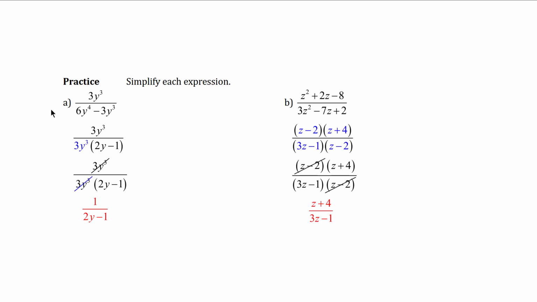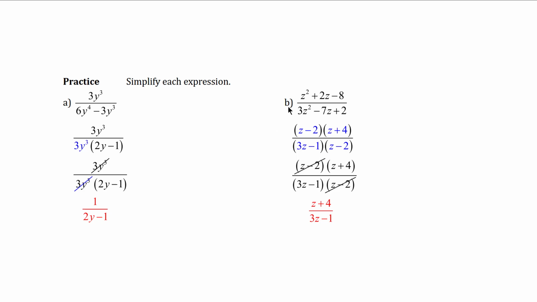Let's go over part A. On the denominator, we could factor out a 3y cubed. The result is 3y cubed divided by 3y cubed times parentheses 2y minus 1. Next, we cancel out the common factor of 3y cubed on the numerator and denominator. The final result is 1 divided by 2y minus 1.